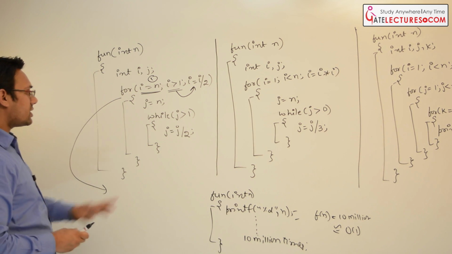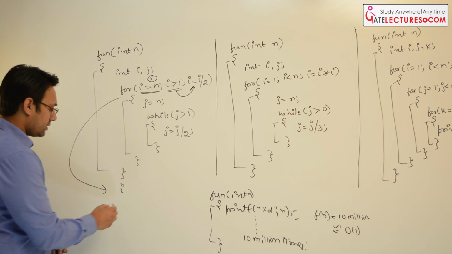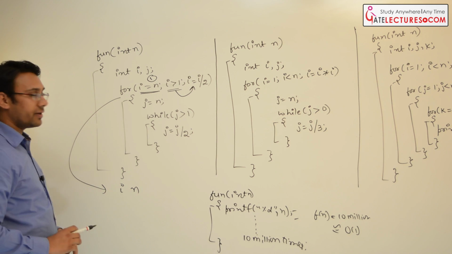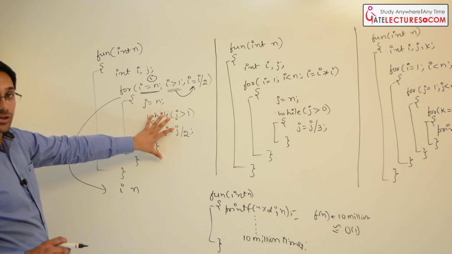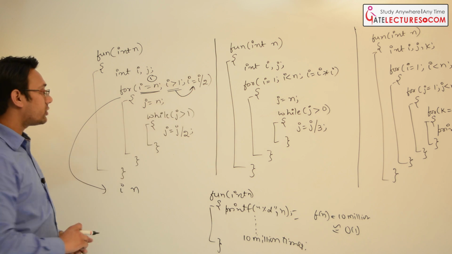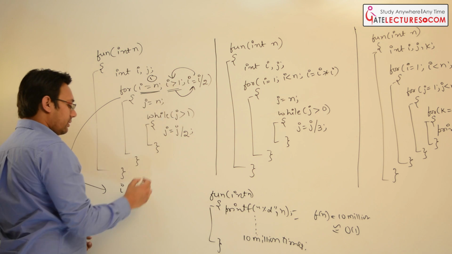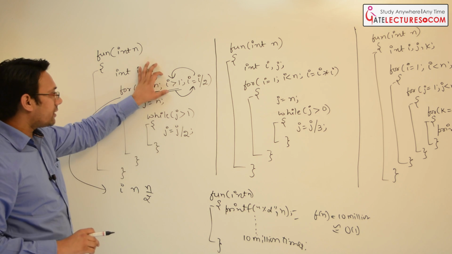What happens is, initially the value of i is n. The value of i is n. Fine. So n is greater than 1. Yes. Again we are going to execute this. Then we are going to make i equal to i by 2. Therefore the next time the value of i will become n by 2. Fine. So n by 2 is greater than 1.